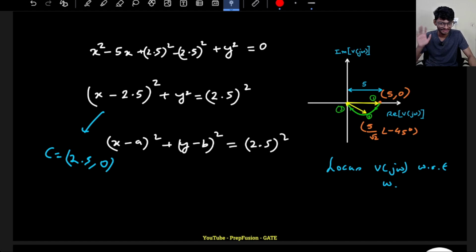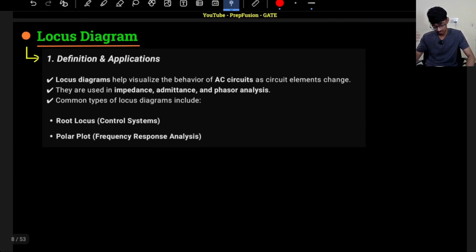So basically this is the main locus diagram. We are done with the locus diagram, but of course there are questions, so we will do that. The applications of locus diagrams are actually in control systems. There we will plot root locus, polar plot, frequency response, Nyquist plot. So their locus is mainly used. In AC circuits we generally plot the locus of impedance, admittance and other phasor quantities which are generally a function of omega. We can plot it for other cases as well.